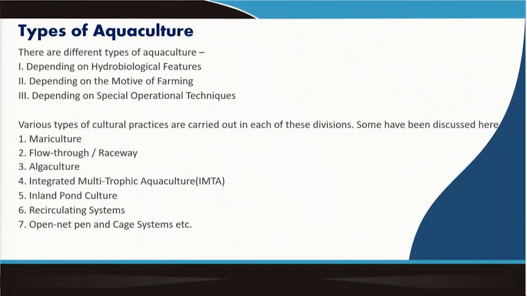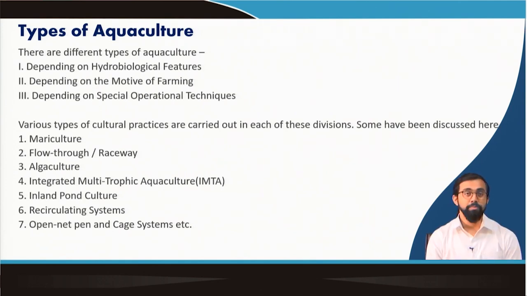To start with, we know there are various types of aquaculture, depending upon the hydrobiological features, the motive of farming, and the social operational technique that we incorporate. In general, various cultural practices are followed all over the world, which we consider as the various types of aquaculture systems. Generally, they are as follows.